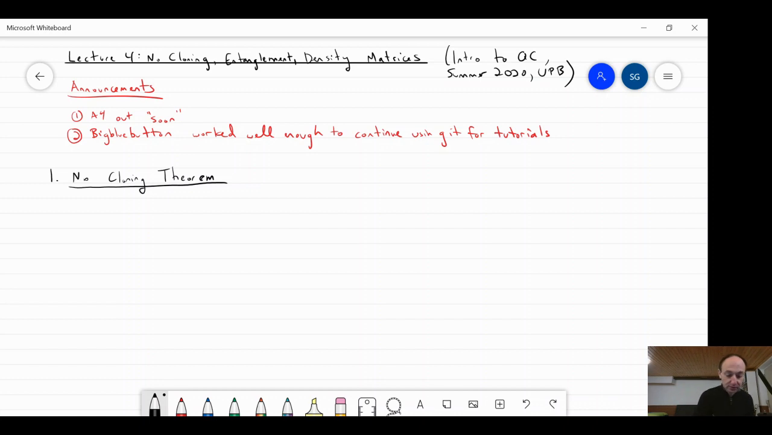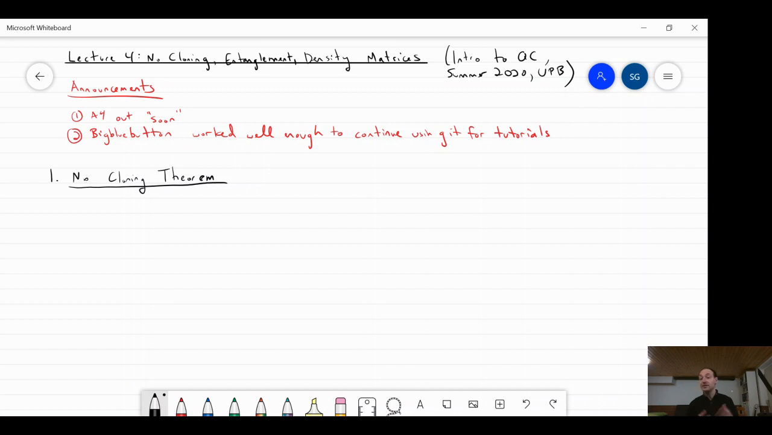Okay, so what is the no cloning theorem? This is section 1 in the notes. So the idea is as follows. Again, there are many things we take for granted in classical mechanics that just aren't true in quantum mechanics. The example here that we want to cover is copying things.